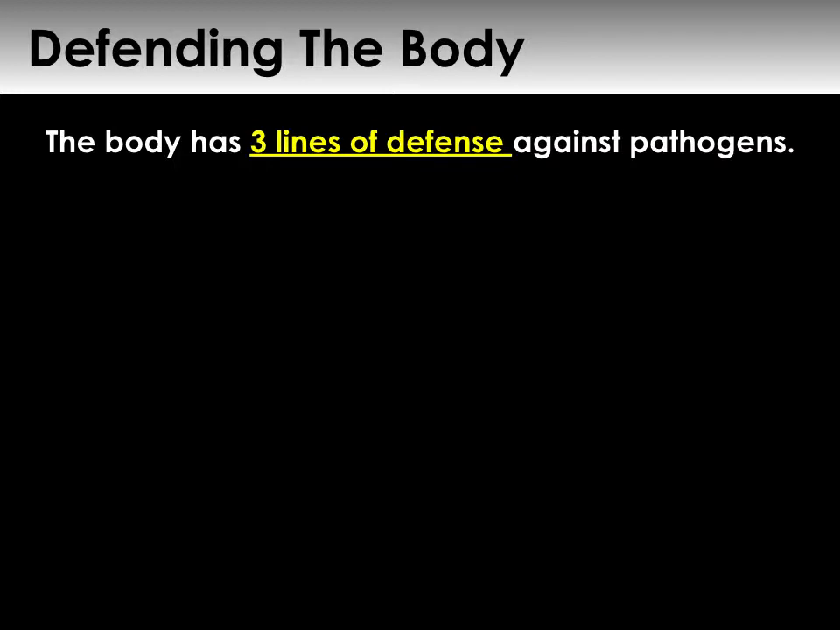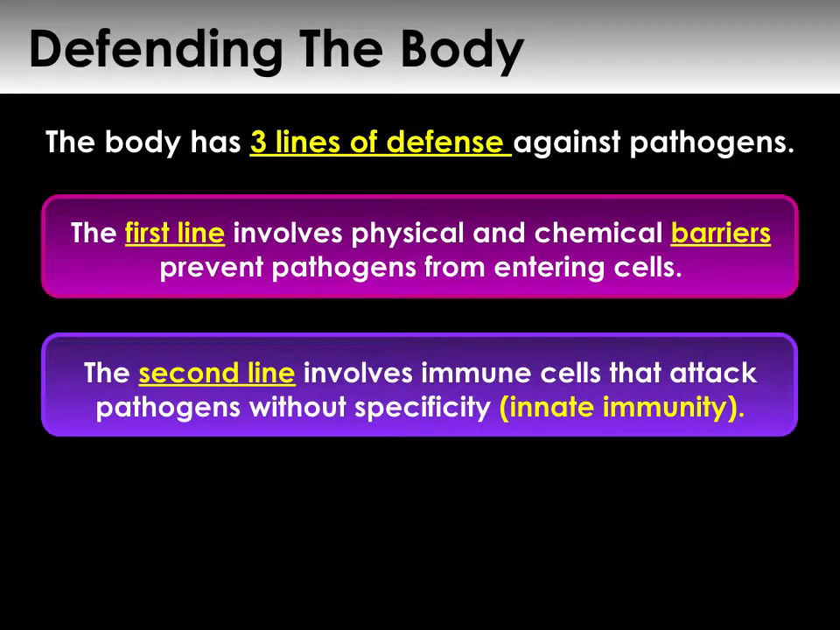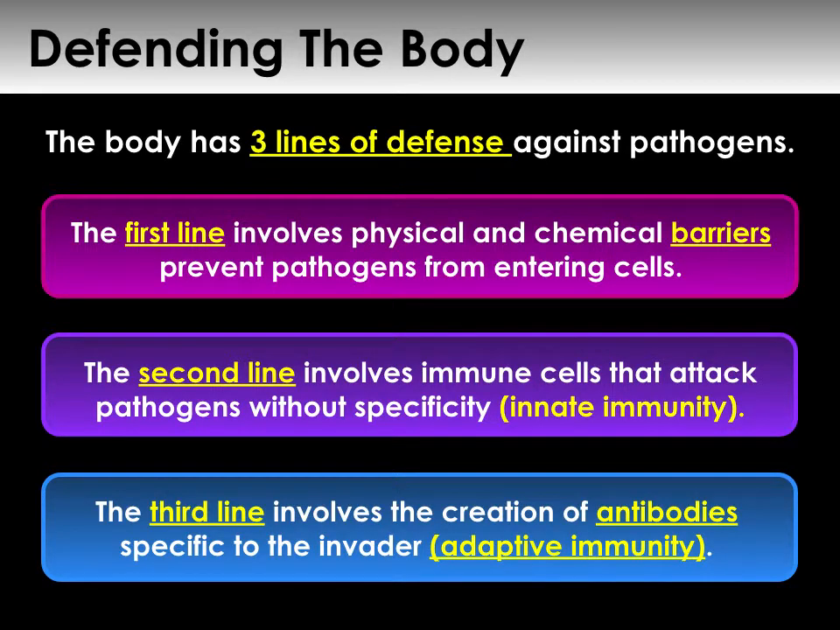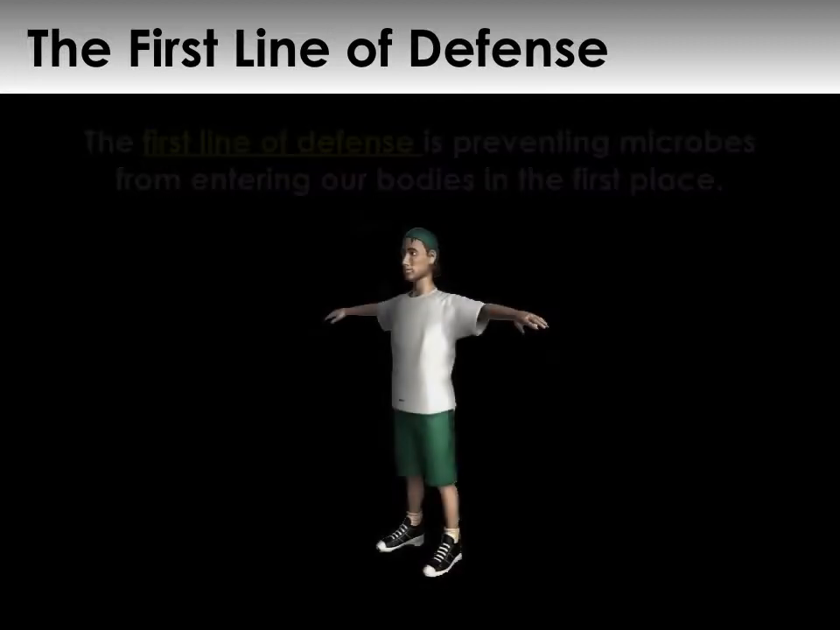There are 3 lines of defense the body has against pathogens. The first line of defense involves physical and chemical barriers that prevent pathogens from entering cells. The second line of defense involves immune cells that attack pathogens without specificity, and we consider that innate immunity. Finally, the third line of defense involves creation of antibodies that are specific to the invader, and we consider that adaptive immunity.